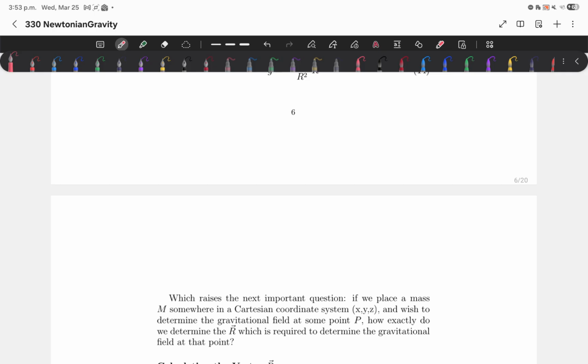The other thing is just a reminder, this negative sign is very important for the direction of the field. We want all the field vectors to point in towards the mass. If we didn't have the negative sign, all of the vectors would be pointing away, and we would have repulsion, and then we would all be floating, right?